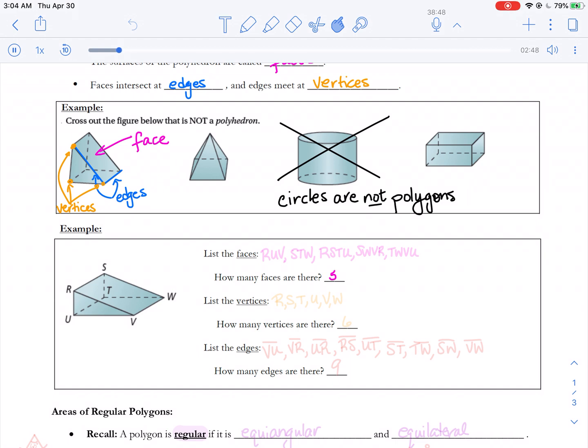Lauren, list the faces for me. So like RUV is one of them. Name the rest of them. STW. RSTU would work, or RUTS would work. Yeah. RSTU.